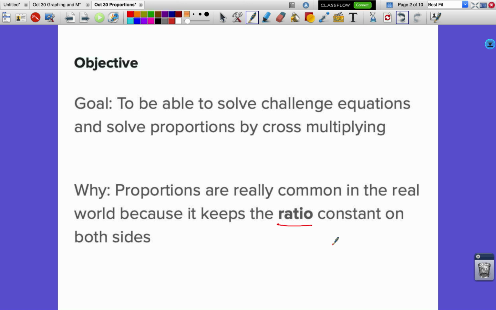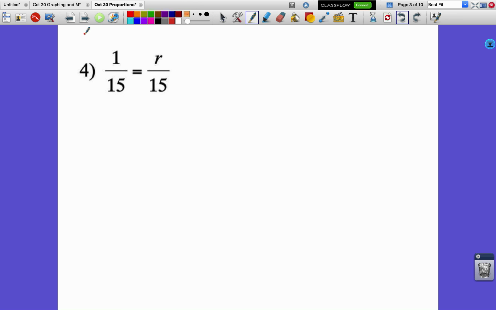So a ratio is whenever two numbers are connected by another word, maybe a constant rate or a constant fraction. The amount per each stays the same. Okay, so this would be our most basic type of proportion here.